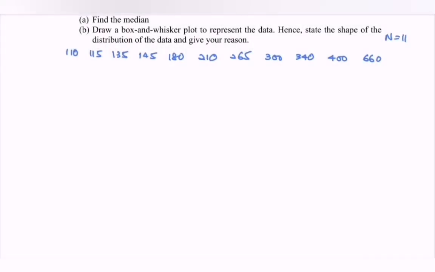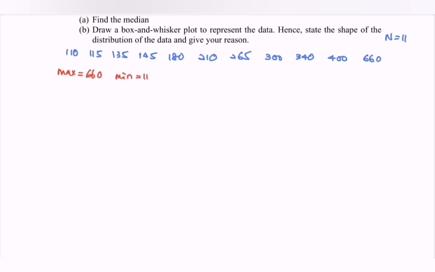So kindly refer to the question. A, find the median, which is the Q2. B, draw a box and whisker plot to represent the data, hence state the shape of the distribution of the data and give your reason. In order to draw the box and whisker plot, we must have the five-number summary, which is the maximum, we have 660, the minimum.